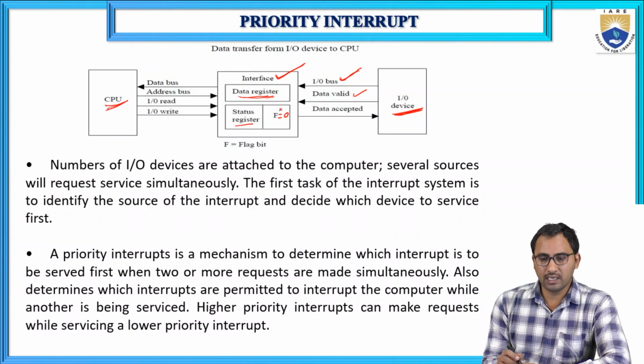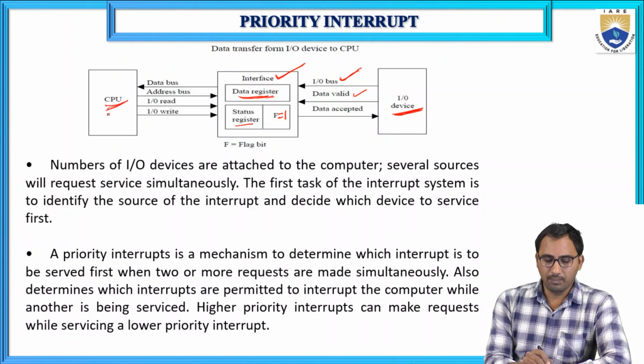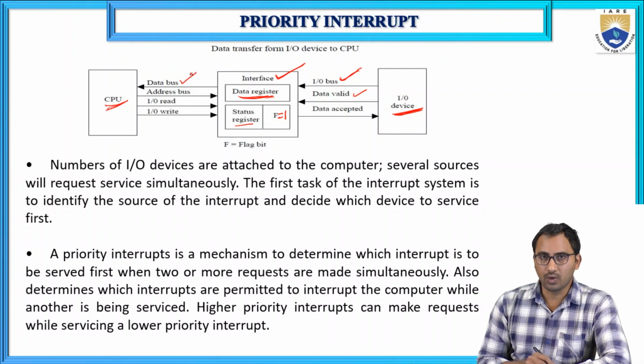Whenever the data is loaded into the data register, the status register flag becomes F equal to 1. F equal to 1 indicates that the CPU will read the data from the data register through the data bus. Whenever the data is loaded into the data register, the interface will send a data accepted signal to the I/O device.